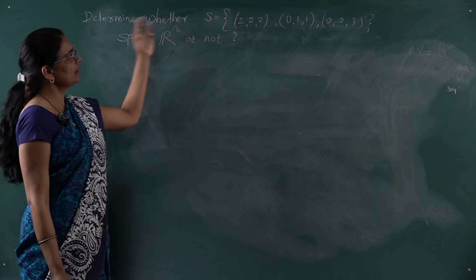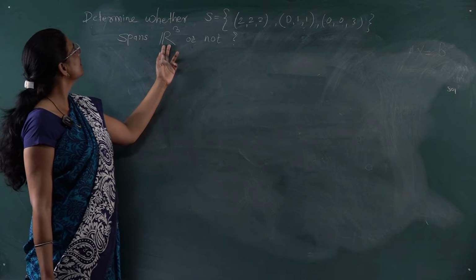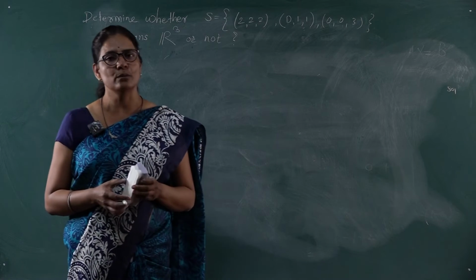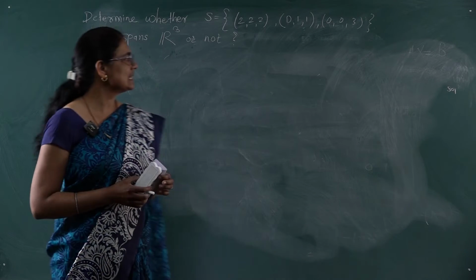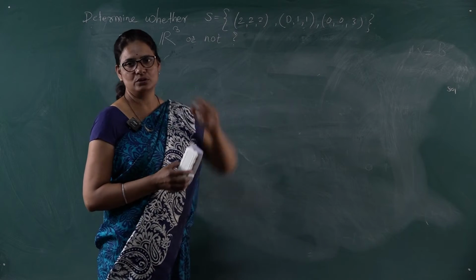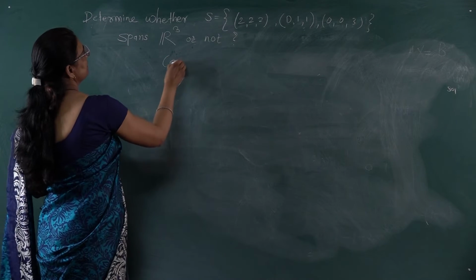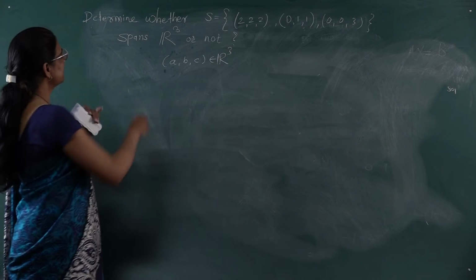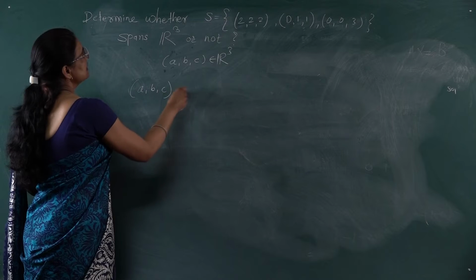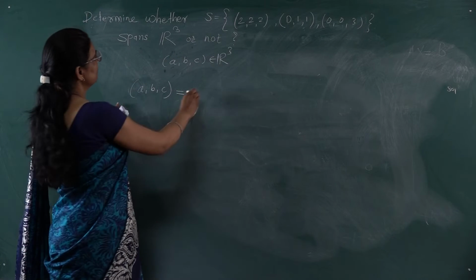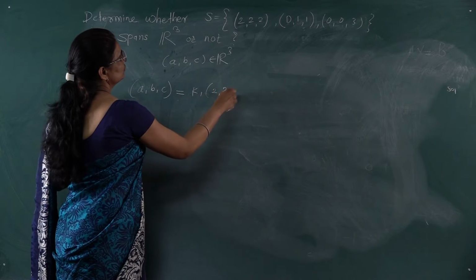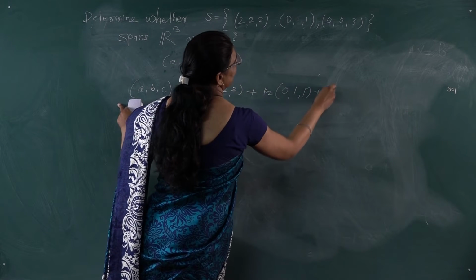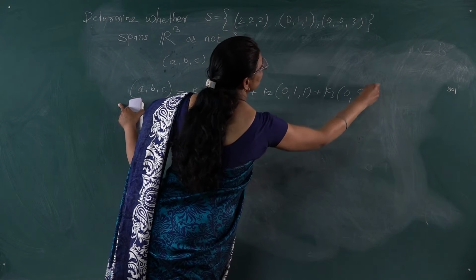So again the question is the same: determine whether the set S spans R3 or not. So we must determine whether an arbitrary vector from R3 is expressed as a linear combination of these 3 vectors or not. For that, take again an arbitrary vector, say ABC, from R3. Write this ABC as a linear combination of all these 3 vectors. So I put here K1 times the first vector 2, 2, 2, plus K2 times the second vector and K3 times the third vector.